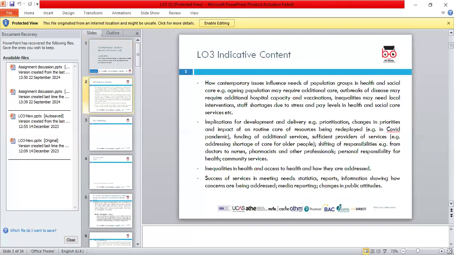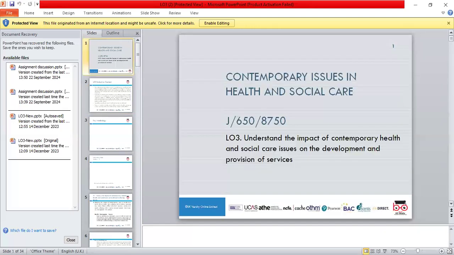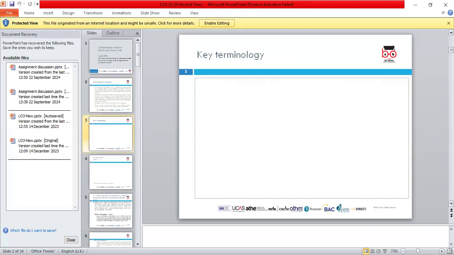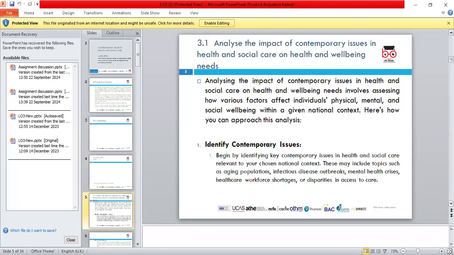Obviously, as I've mentioned, we are going to look at the impact of the contemporary health and social care issues on the development and provision of services. So we're going to generally look at how those contemporary issues influence the needs of population groups in health and social care, and also look at the implications of those influences. So to identify those contemporary issues, you have to begin by identifying the key contemporary issues in health and social care relevant to your chosen national context.